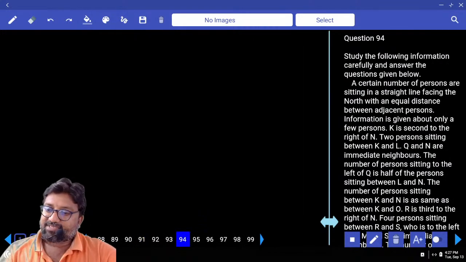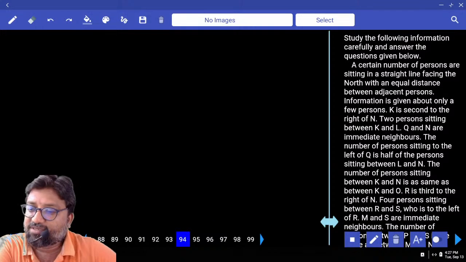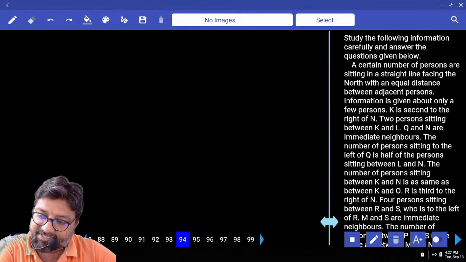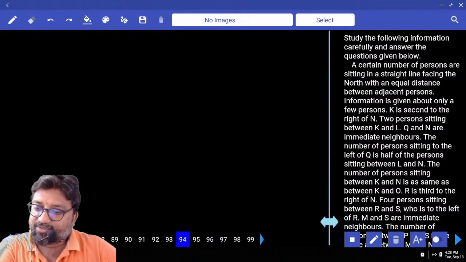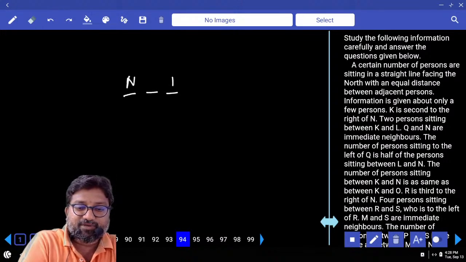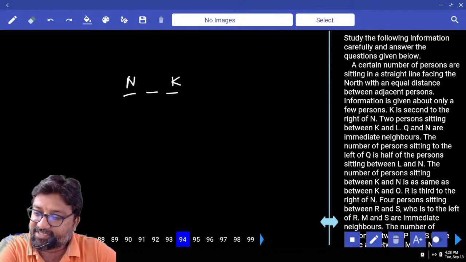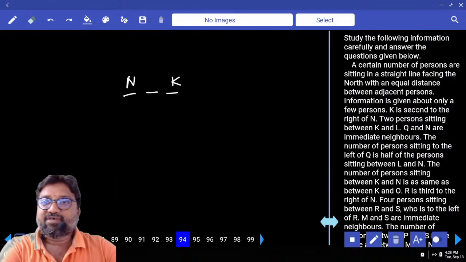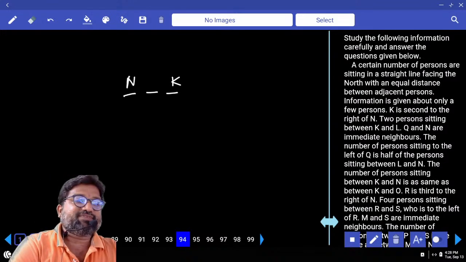Certain number of people are sitting in a straight line facing north. Equal distance between them. Information is given about only a few persons. K sits second to the right of N. And only two people are sitting between K and L. L can go to the left side of K or to the right side of K. The best possibility? Left or right?